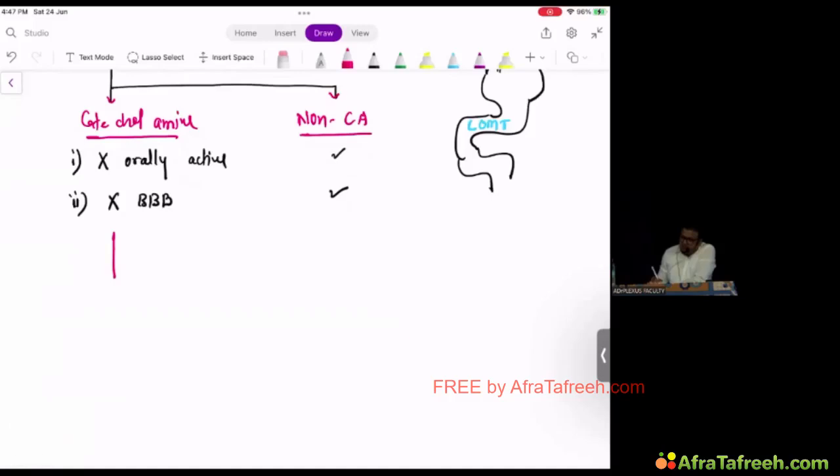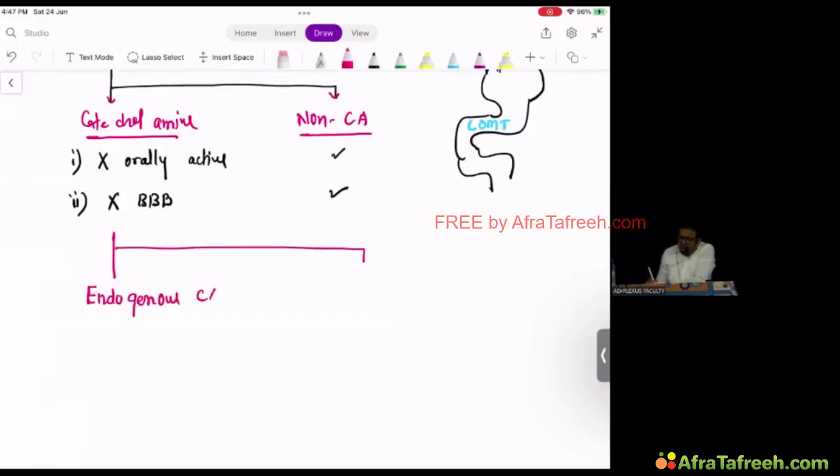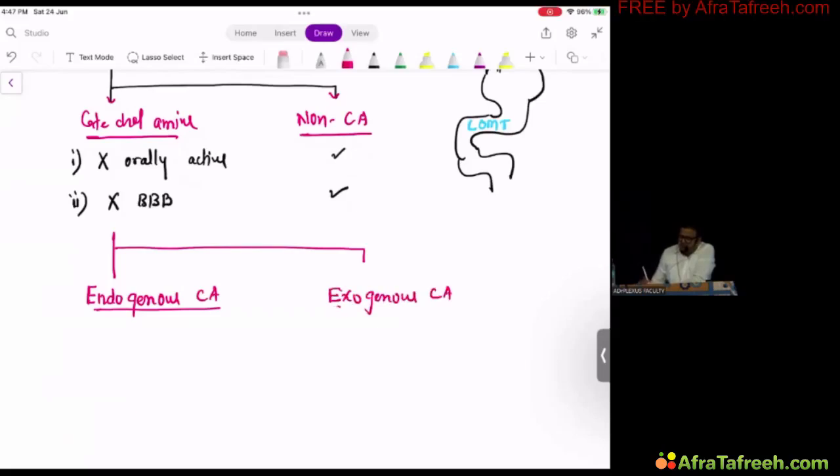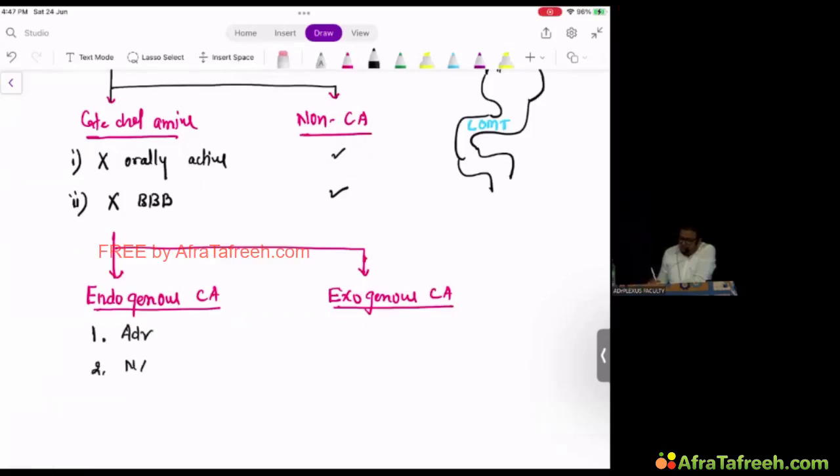Catecholamines are further of 2 types. One which are present in our body called endogenous catecholamines, and those which are not present in our body called exogenous catecholamines. Endogenous, there are 3 molecules. Number 1, adrenaline. Number 2, noradrenaline. And number 3, dopamine. These are 3 endogenous catecholamines and their names are commonly asked.